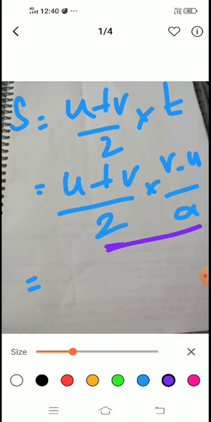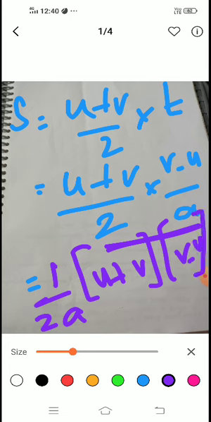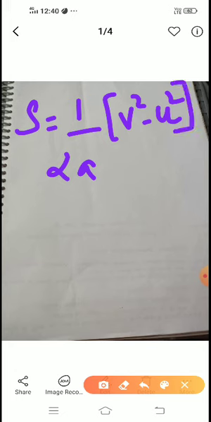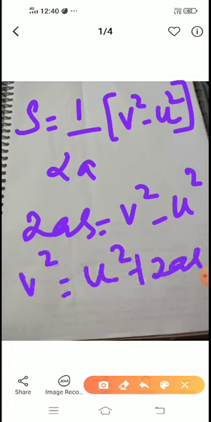So you take this 2a as common. I'm going to take this 2a outside. Therefore inside you will have v plus u into v minus u, which is nothing but your algebraic equation. The same algebraic identity you are going to use. So after using this, what will you get? S is equal to 1 by 2a into v square minus u square. 2as is equal to v square minus u square. You bring this u square to this side, it will become plus. Therefore v square is equal to u square plus 2as.